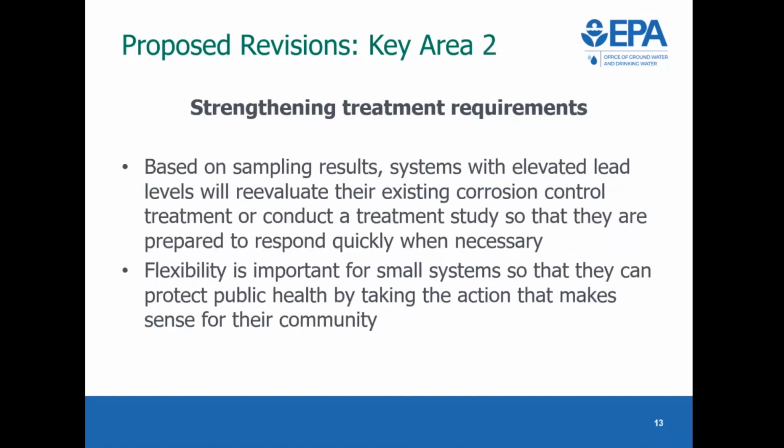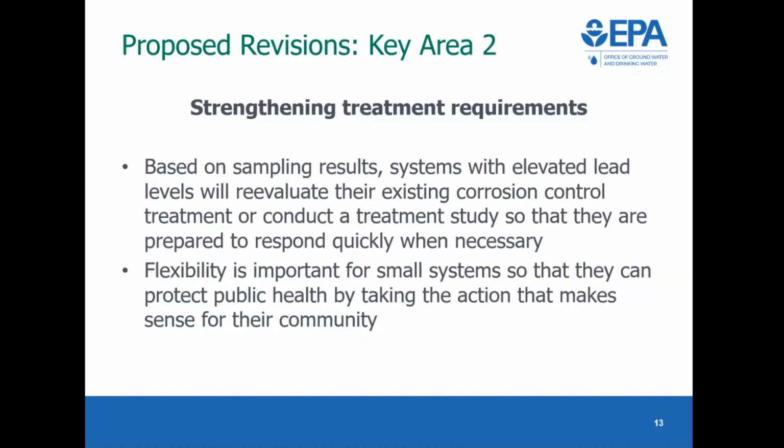So, strengthening treatment requirements. Under both this new trigger level concept at 10 parts per billion and the action level at 15 parts per billion, based on sampling results, systems with elevated lead levels will have to reevaluate their existing corrosion control if they have corrosion control in place. If they don't currently operate some sort of corrosion control, they must conduct a study so that they're prepared to quickly respond if necessary and implement corrosion control in their system.